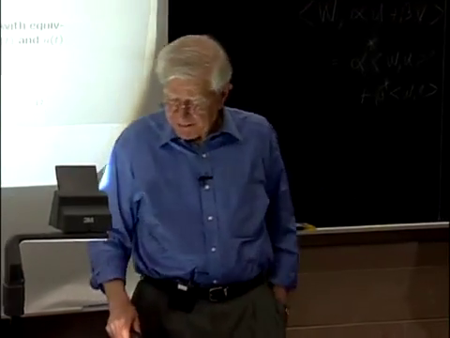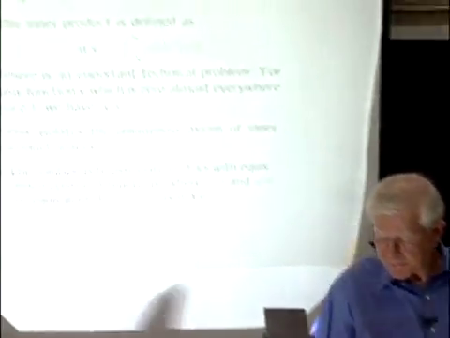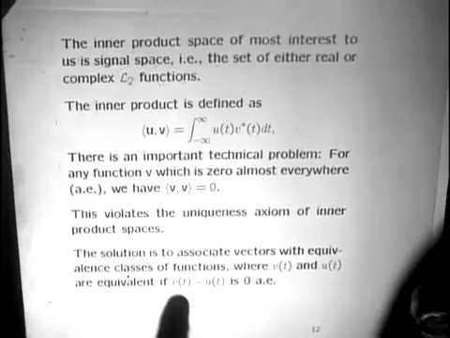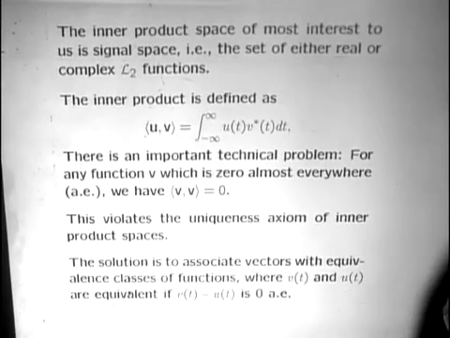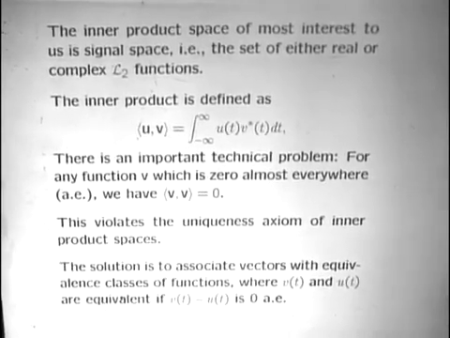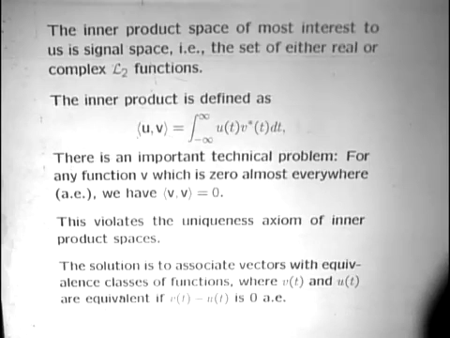So the solution is to associate vectors with equivalence classes, and v of t and u of t are equivalent if v of t minus u of t is 0 almost everywhere. In other words, when we talk about a vector u, what we're talking about is an equivalence class of functions.